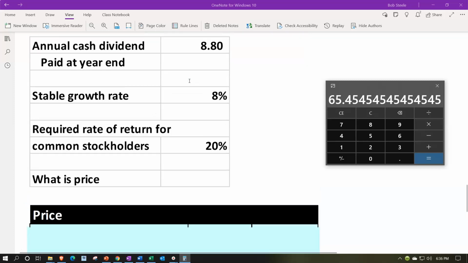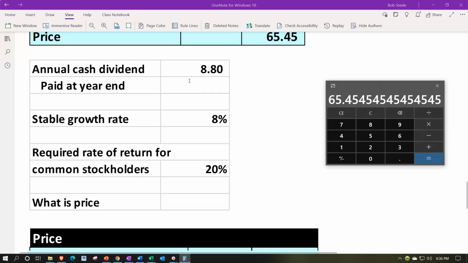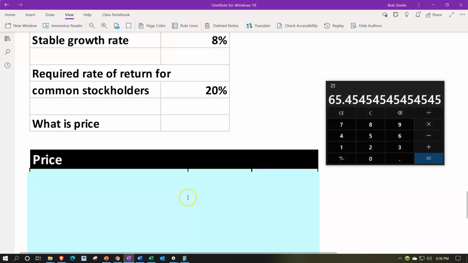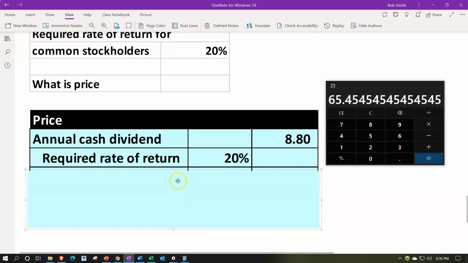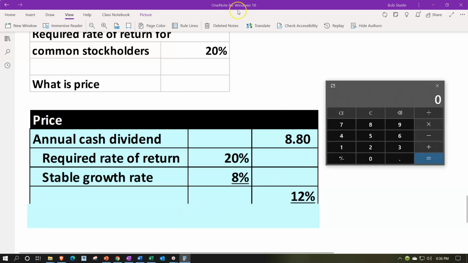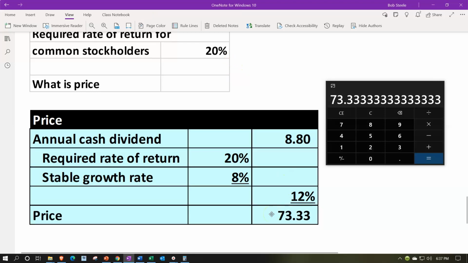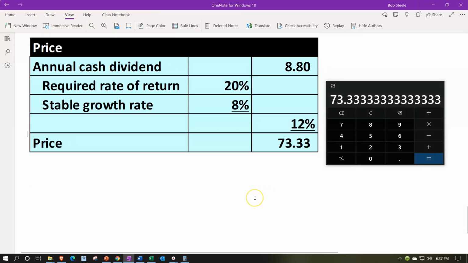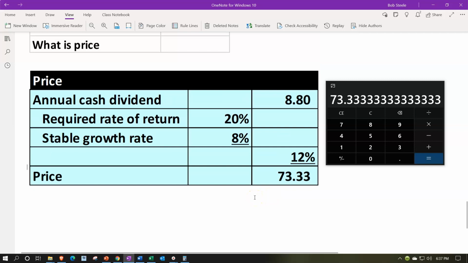Let's do it one more time. We've got the cash dividend 8.8, stable growth assumed at 8%, required rate of return 20%. 8% of it is being consumed by the growth. Therefore, we need another 12%, and the 12% will be covered by the dividend, 8.8 divided by 0.12, which would be 73.333333, but then you round it to pennies, because typically cents has 2 places, so 73.33.